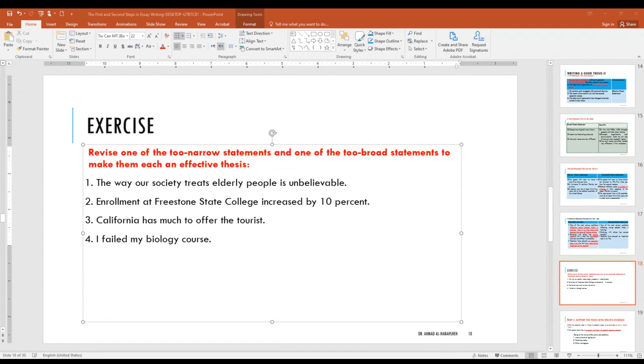"California has much to offer the tourist." Is it too narrow or too broad? What do you think? It's too broad, Yasil. "California has much to offer" is a too broad topic. Now, we'd like to make it, let's say, more specific.